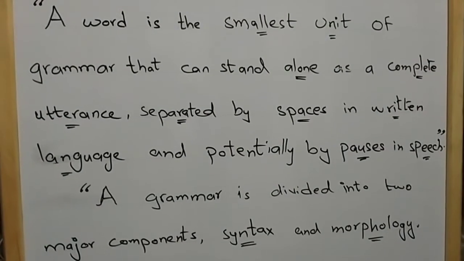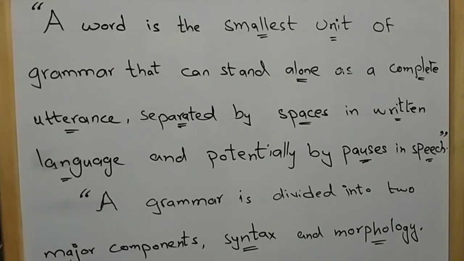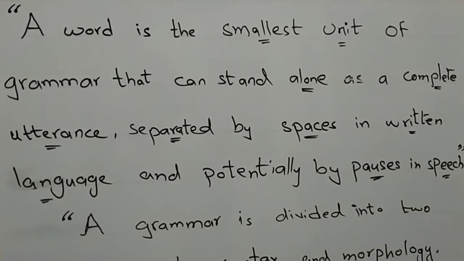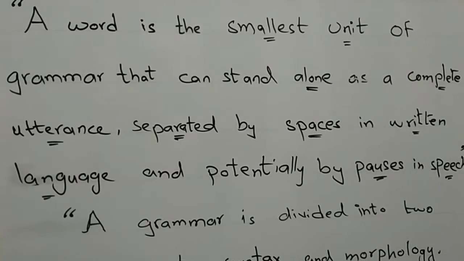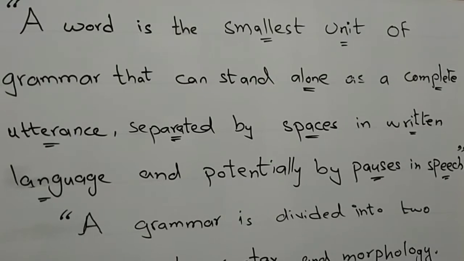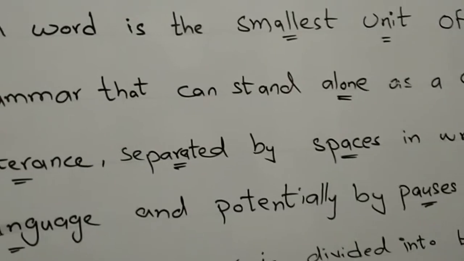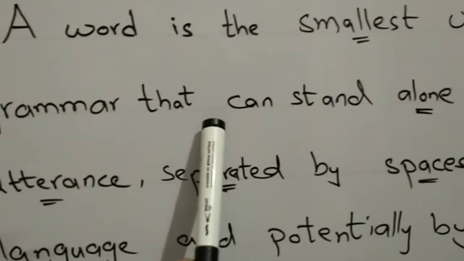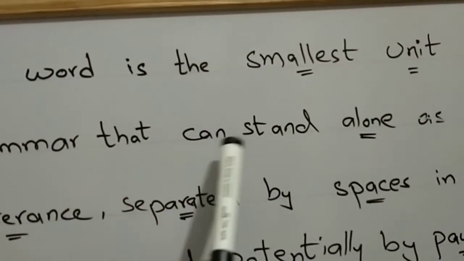Let's see what David Crystal says in his work, The Cambridge Encyclopedia of the English Language. A word is the smallest unit of grammar that can stand alone as a complete utterance, separated by spaces in written language and potentially by pauses in speech. Guys, you can see the space between the words that and can, and similarly you can see the space between the words can and stand.